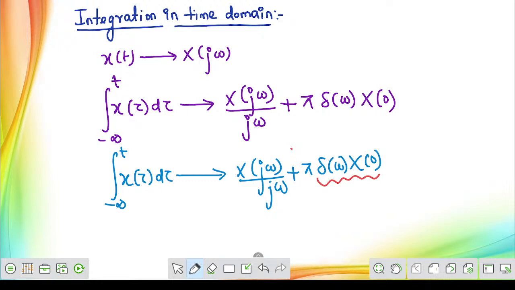Whenever you are considering this, you have to observe repeatedly. If I am taking integration in the time domain, its corresponding value will be X of j omega by j omega plus pi times delta of omega into x of 0. Repeatedly you should recollect this in your mind.